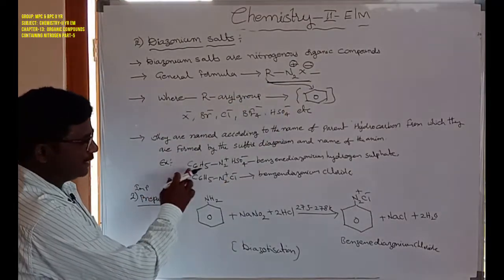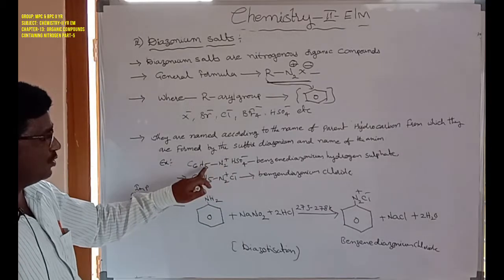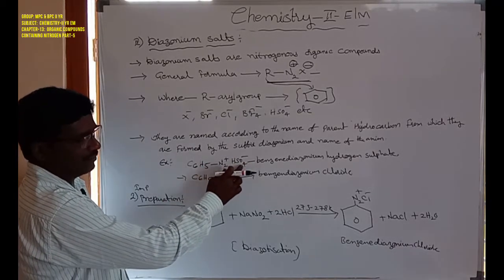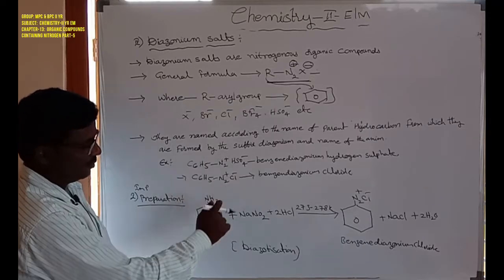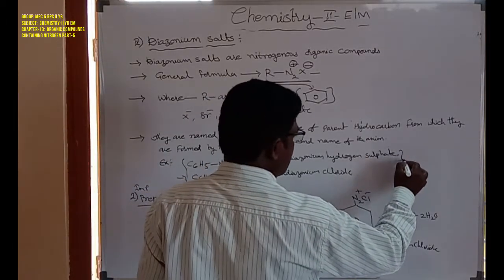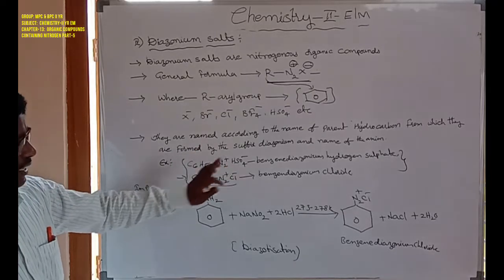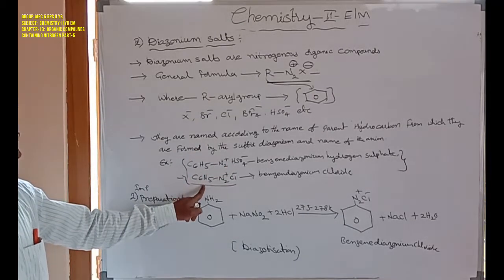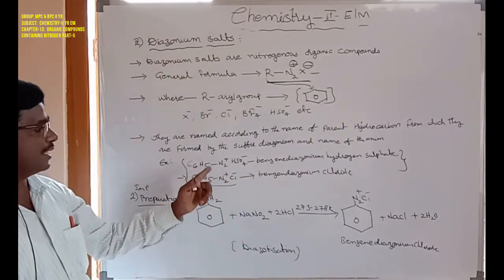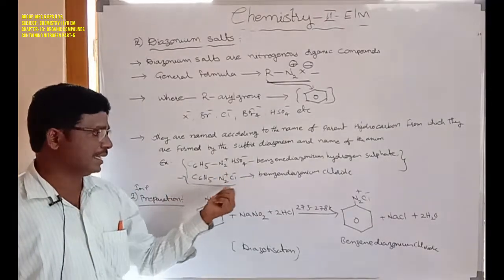For example, C6H5–N2+ HSO4− is benzene diazonium hydrogen sulfate. Next one, benzene diazonium chloride. These two compounds are diazonium salts: the first is benzene diazonium hydrogen sulfate and the second is benzene diazonium chloride. They are nitrogenous organic compounds.